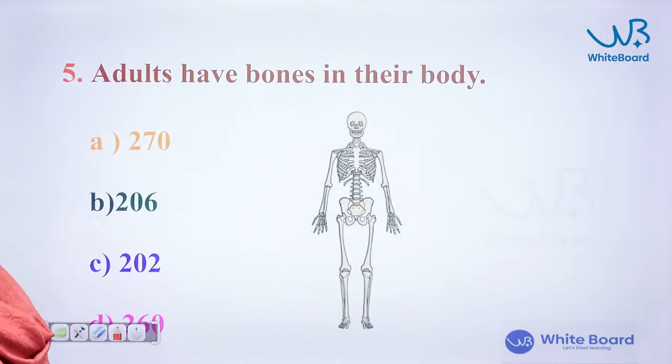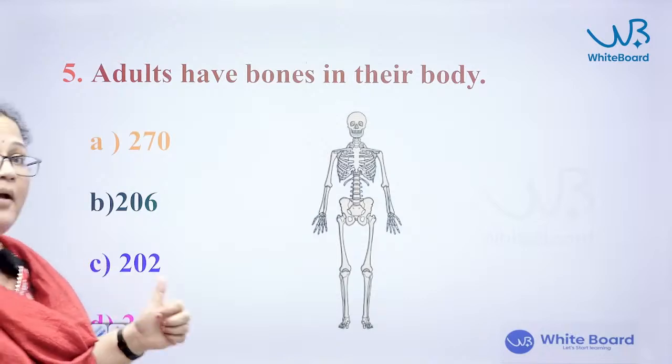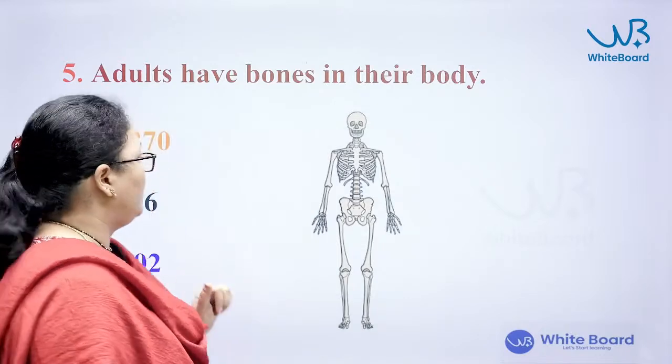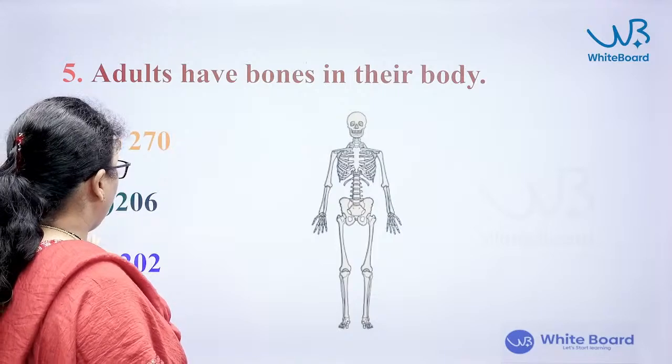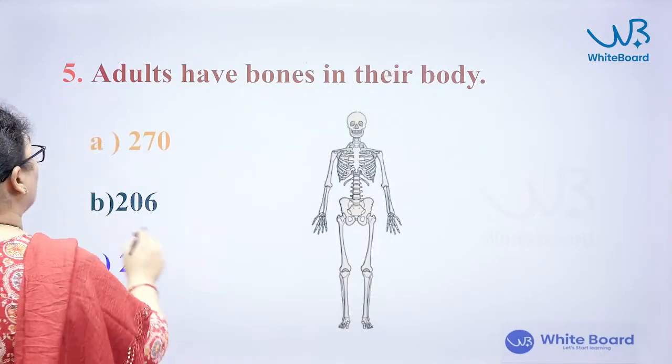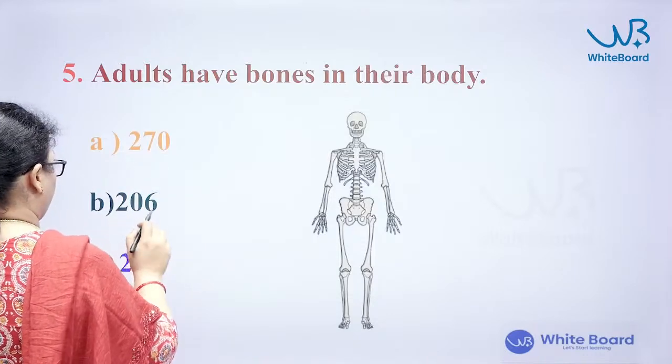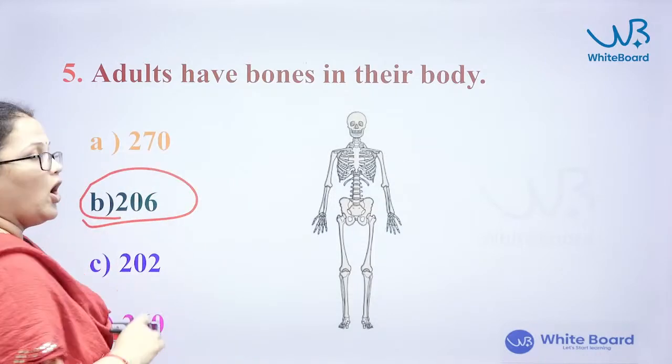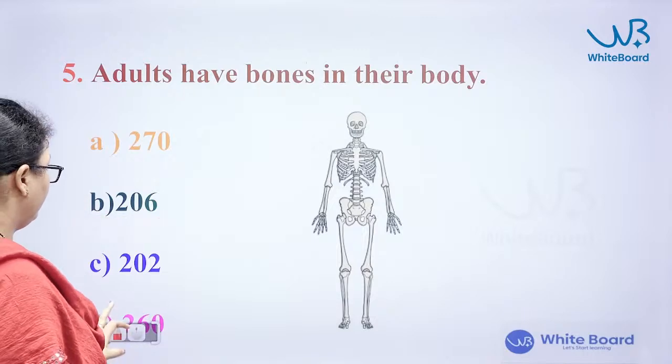Next, adults have how many bones in their body? So, how many bones are present in your body? 207, 270, 202, 260. So, the right answer is 206 bones are present in your body. The option is B.